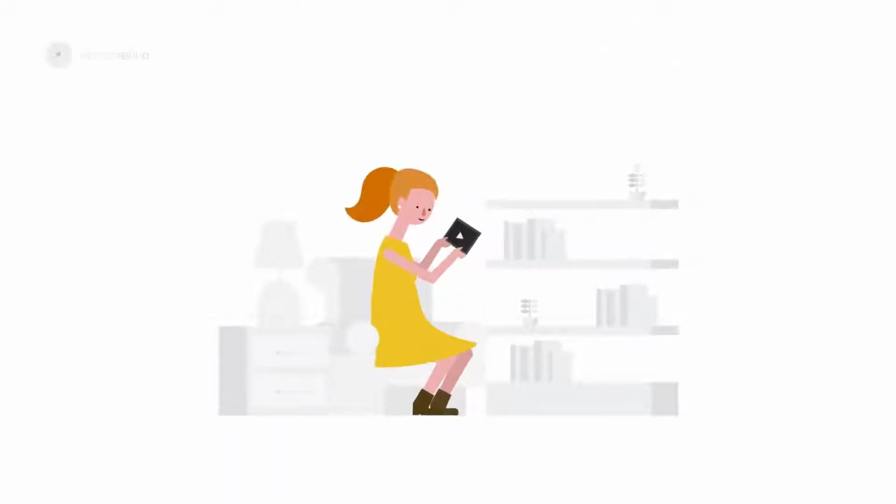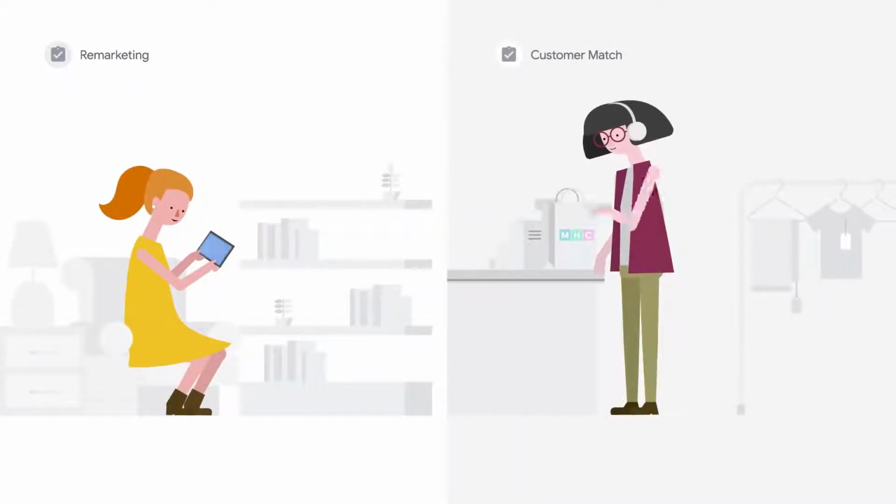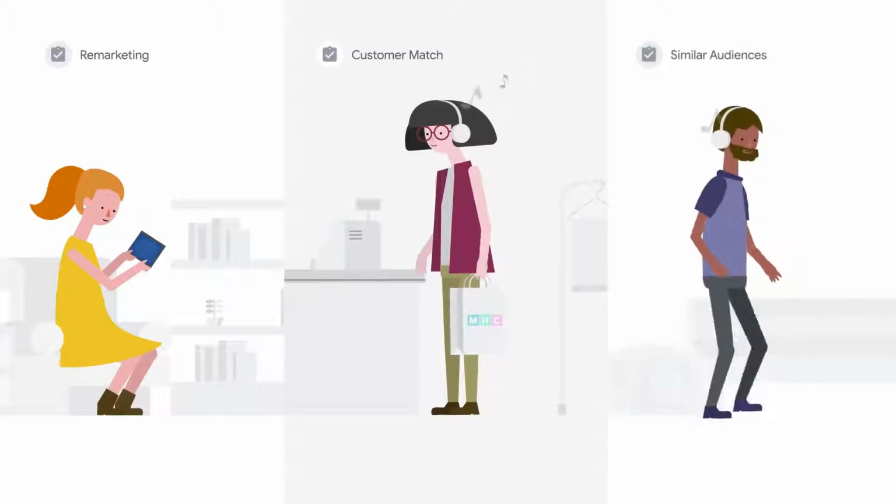They include remarketing to your website visitors or viewers who engaged with your videos. Customer match, which allows you to reach customers on your CRM list who have already given you their contact information. And similar audiences, which allows you to reach new customers that are similar to your existing customers.